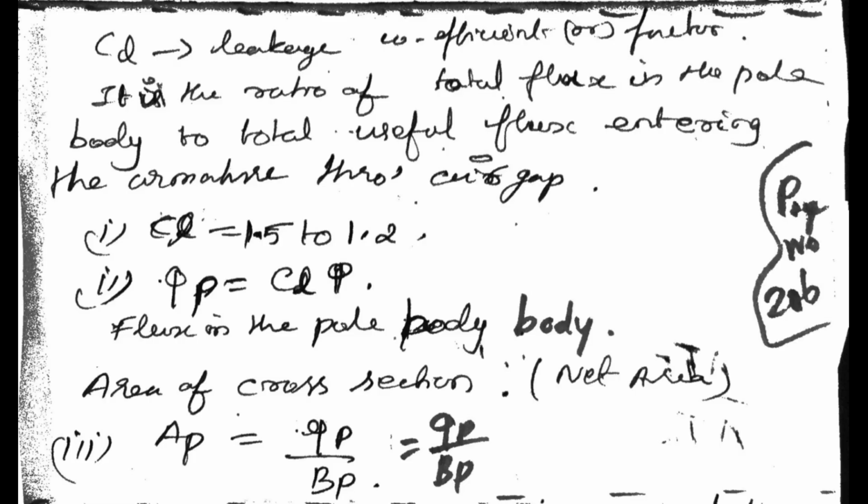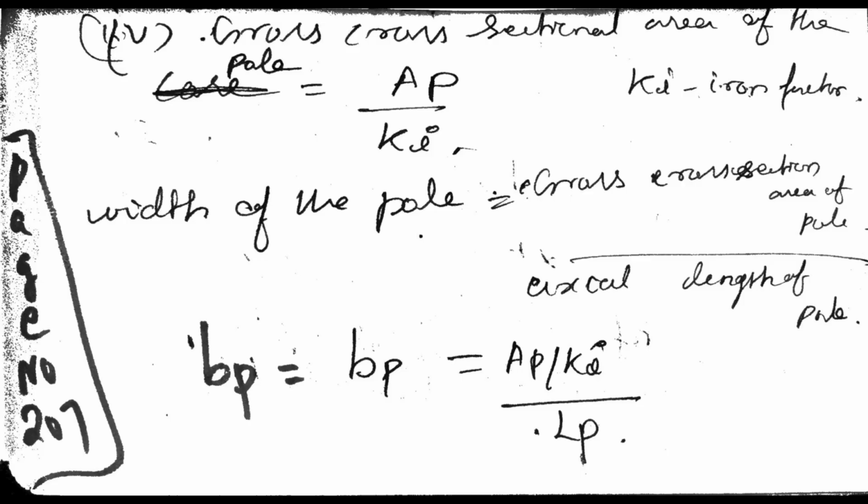Area of cross section, net area. Third, AP is equal to area of cross section. AP is equal to phi P divided by BP. Fourth point, gross cross-sectional area of the pole is equal to AP divided by Ka. Ka is equal to iron factor. Width of the pole is equal to gross cross-sectional area of the pole divided by axial length of pole. PP is equal to AP divided by Ka divided by LP.